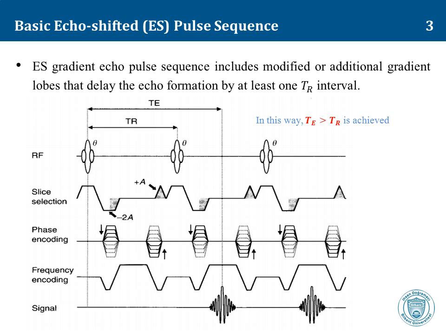After these two lobes are applied, the portion of the transverse magnetization that is produced by the first RF pulse can be rephased in the center of the readout window. The transverse magnetization produced by the second RF pulse is dephased and does not contribute to the signal at the second readout window. Instead, that magnetization is refocused at the third readout window. In this way, a TE that is greater than the TR is achieved.